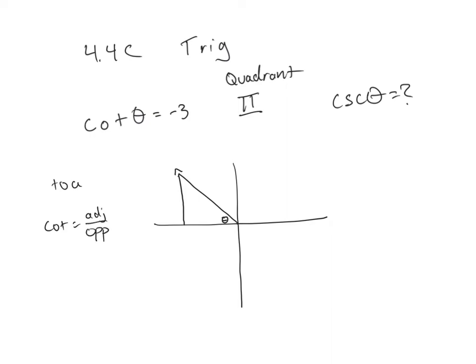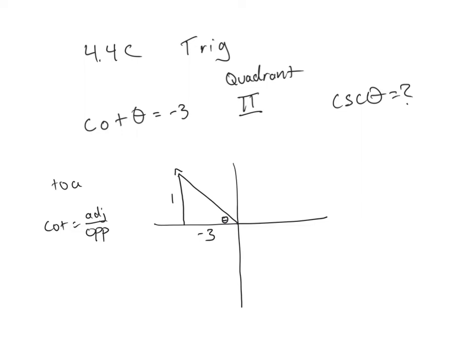So our adjacent here, well, we don't quite know. So since we have -3, I'm going to assume it's going to be -3/1. Those are the easiest values for me to use. So our adjacent, which is -3, over our opposite, which is 1. So now we want to know the cosecant.